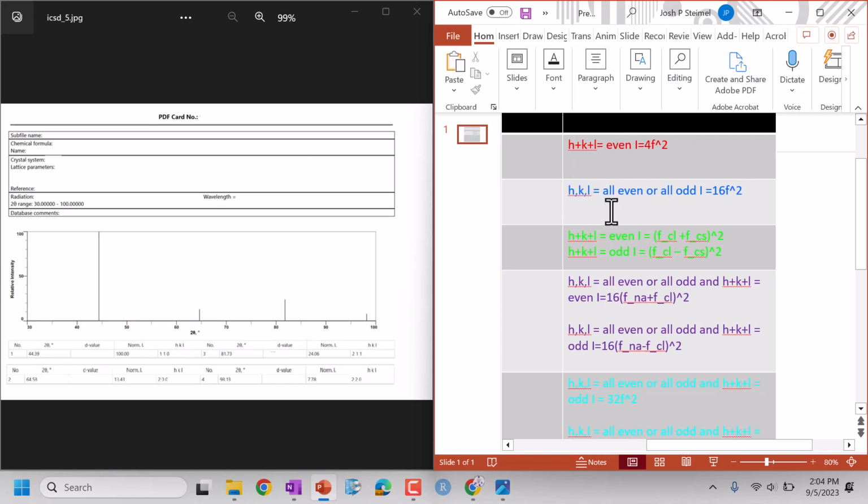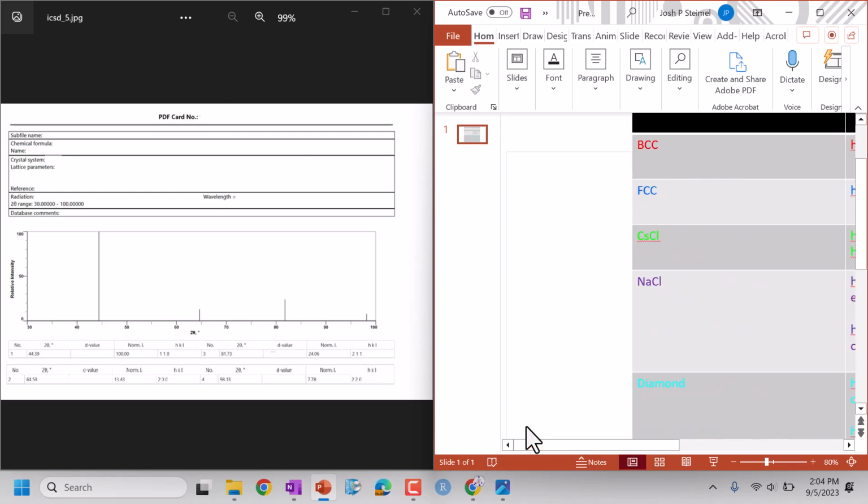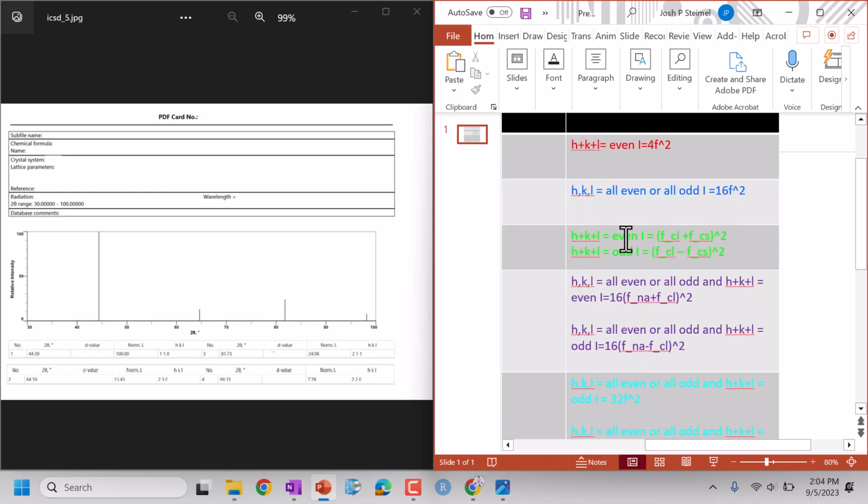What about H, K, and L? Well, they need to be all even or all odd to see a signal for FCC. So if we look over here for FCC, all even or all odd? No, these are mixed. So off the bat, from the first one, it is not FCC, guaranteed. So BCC is still a candidate, and FCC is dead.